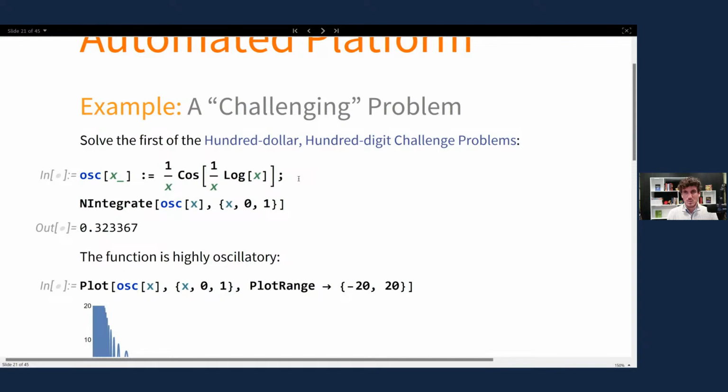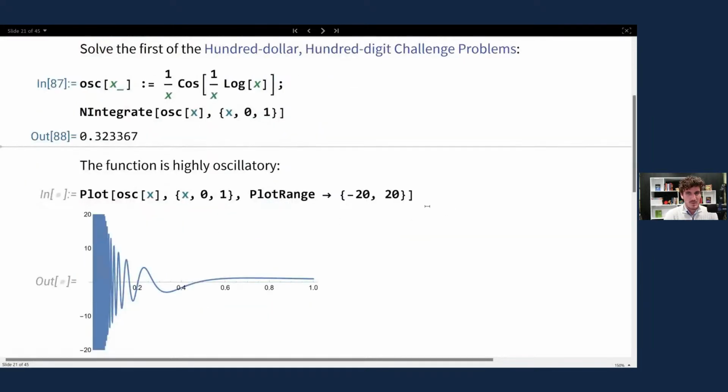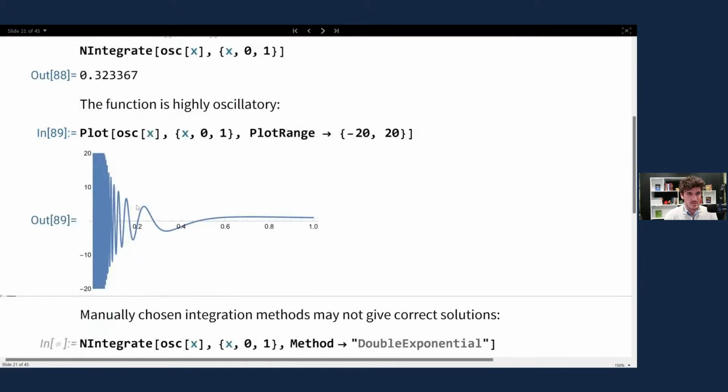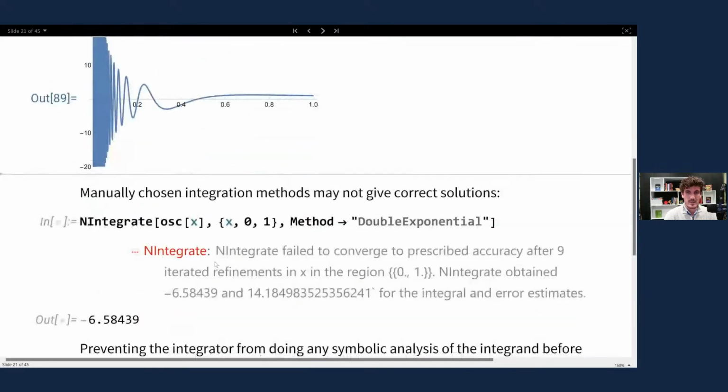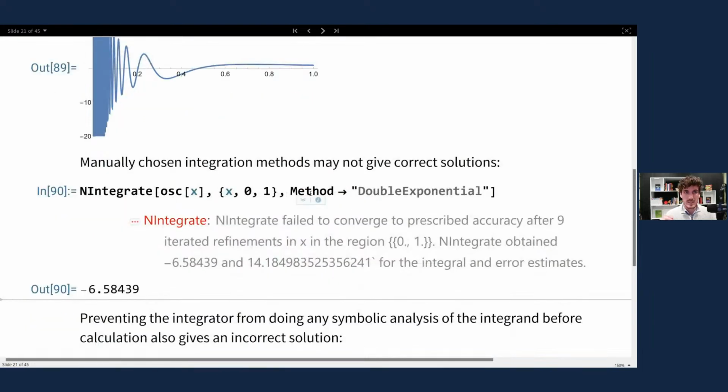But we can actually integrate this numerically just in one line of code. Okay. So I made the joke last time I conducted this webinar that unfortunately they're not giving out $100 anymore. Okay, and then we can plot this function, visualize its behavior. It's highly oscillatory. And this is actually a kind of erroneous test here because some methods, when you give them to NIntegrate, actually fail. Okay, so the double exponential method, when you specify this explicitly in the NIntegrate options, will fail to converge and then just give you a nonsense answer.